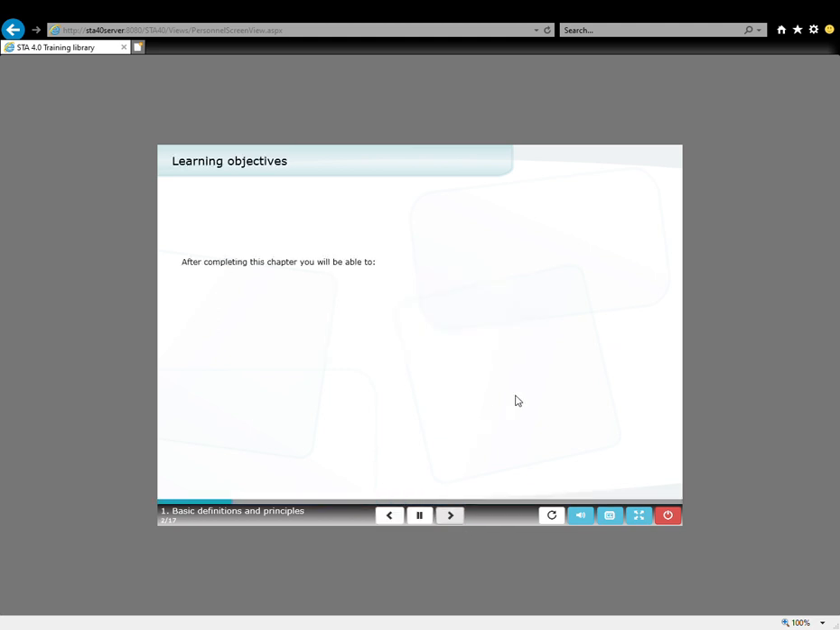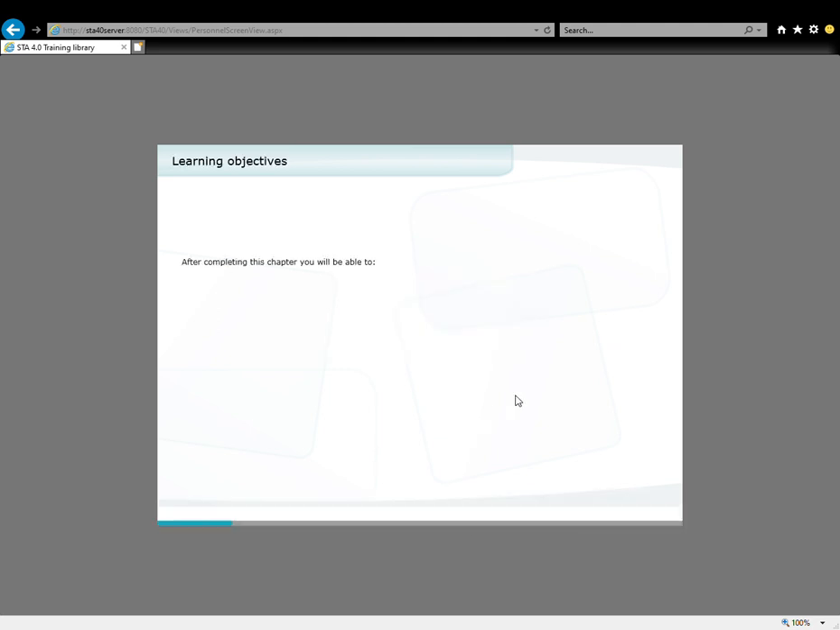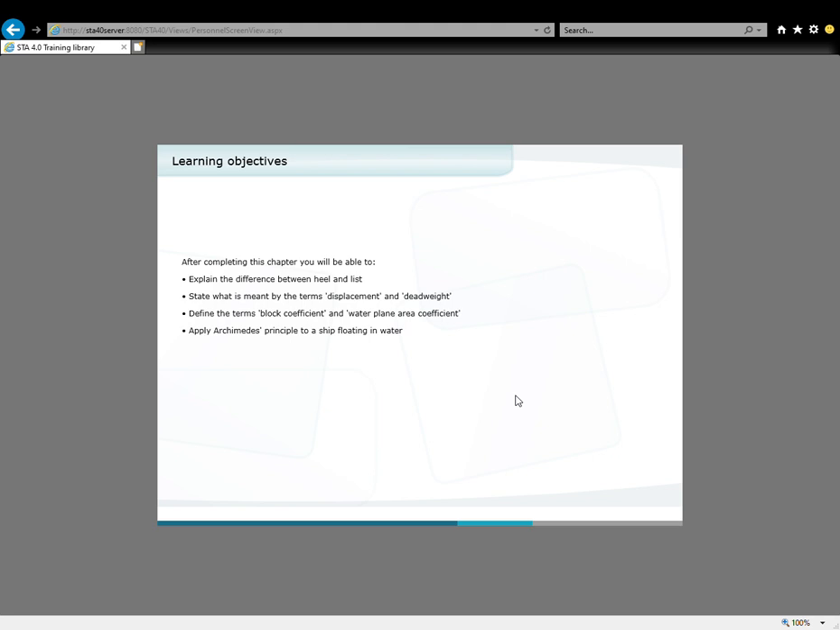After completing this chapter, you will be able to explain the difference between heel and list, state what is meant by the terms displacement and dead weight, define the terms block coefficient and water plane area coefficient, apply Archimedes' principle to a ship floating in water, calculate change of immersion using tons per centimetre immersion, TPC, and recognize the effects of moments of mass.